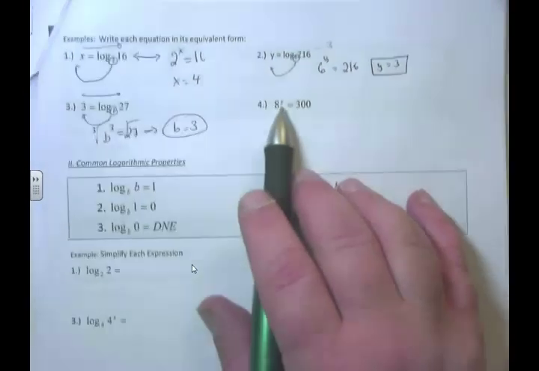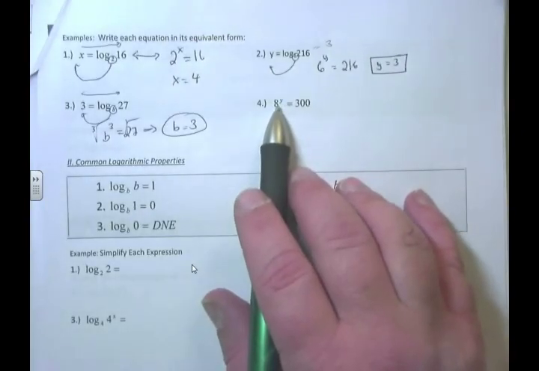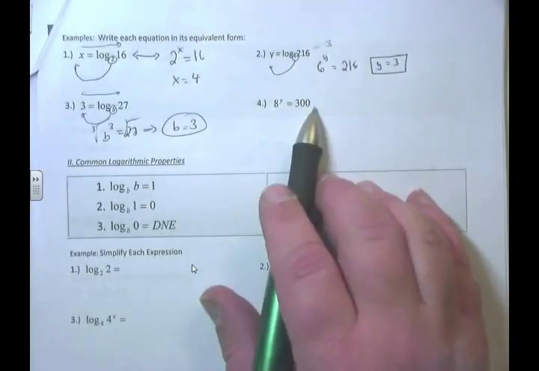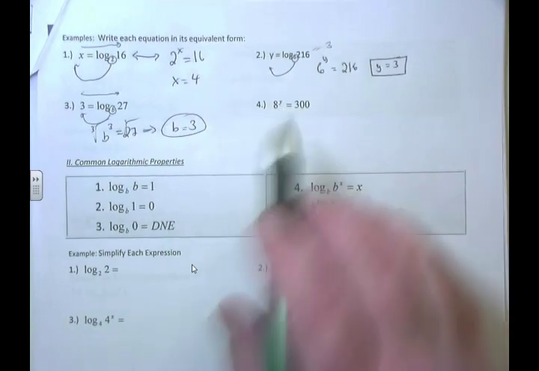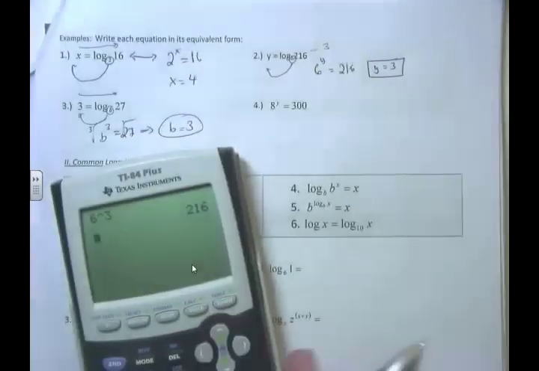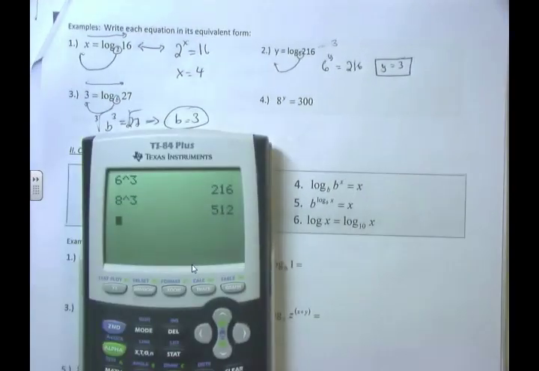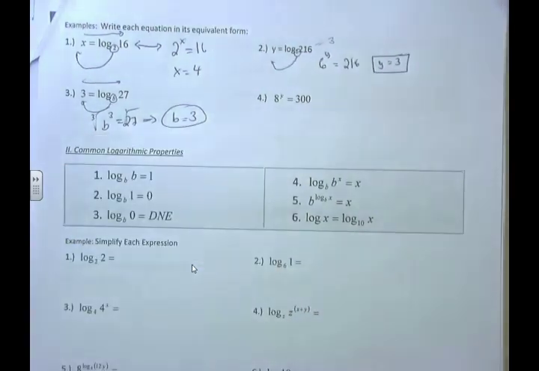But, here you go. 8 raised to the y equals 300. 8 raised to what power equals 300? Well, let's see here. 8 to the third power is 512. 8 to the second power is 64. So 300 is somewhere between 64 and 512. So I'm thinking about 2.5. But I need it to be more accurate than that.